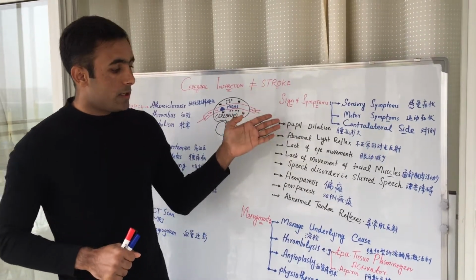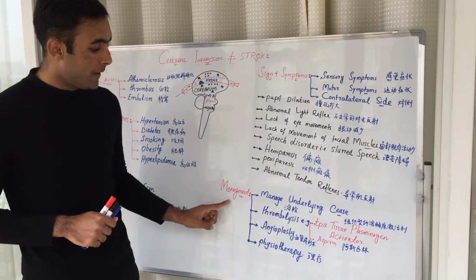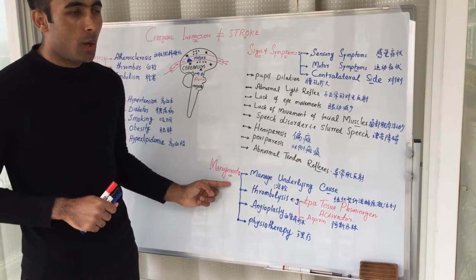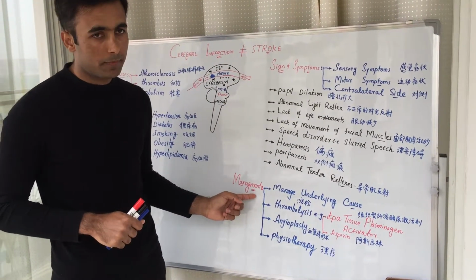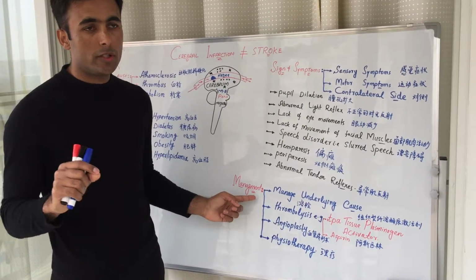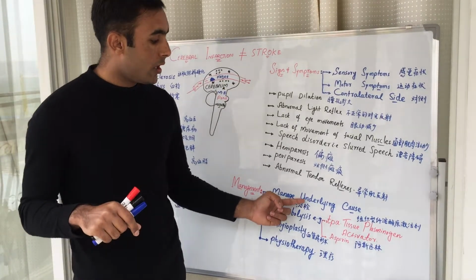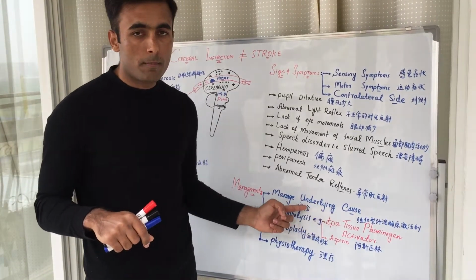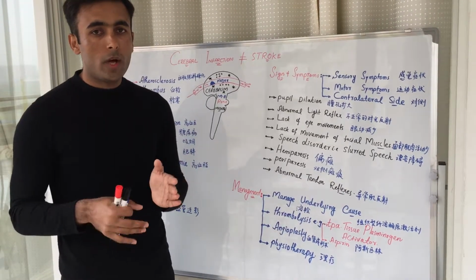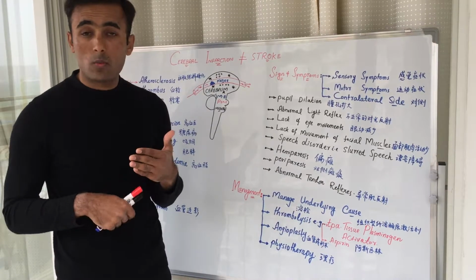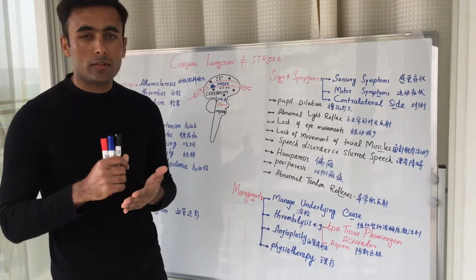Okay, if you understand the signs and symptoms, now we go to the management of these patients. If you get a patient of cerebral infarction, how will you manage them? For the treatment of these patients, first of all, you have to manage the underlying cause. You have to look out for what the underlying cause is, why this patient developed the cerebral infarction.